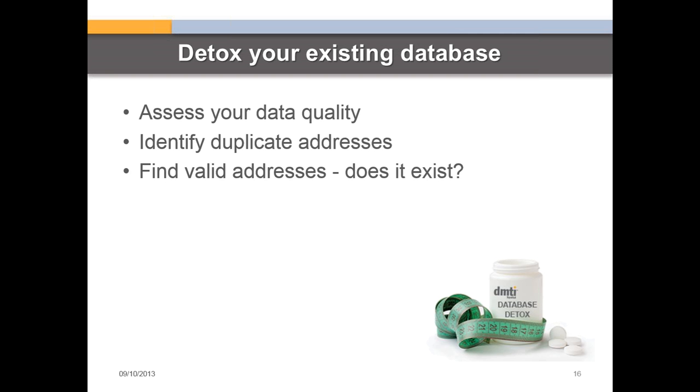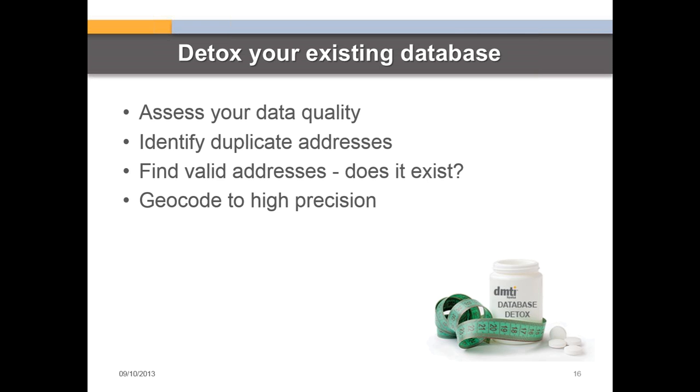Identifying valid addresses. Make sure that the address does in fact exist. If you're trying to identify where a customer lives, knowing that they're actually at that address and that address relates to an existing house, municipality, building, you're going to know that that's a valid record.